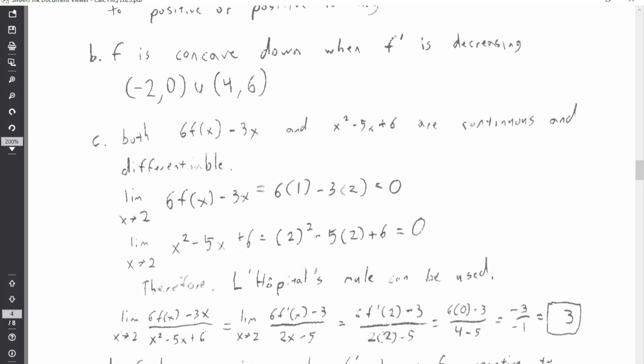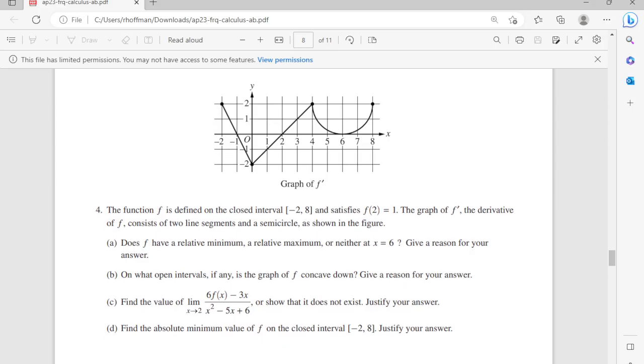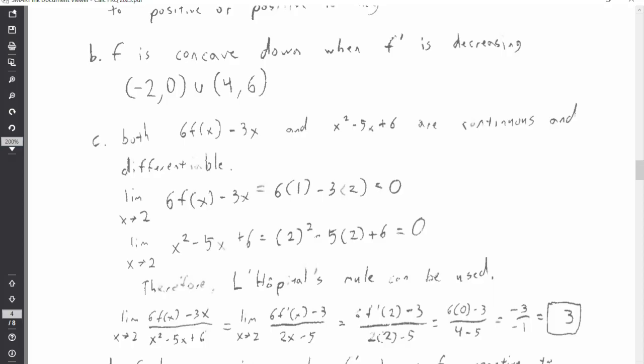Then finally, over in part D, we want the absolute minimum. That means that we're going to check when f prime changes from negative to positive, if we want a minimum, and then we're going to compare it with the endpoints. So here's where all those areas are going to come into play here.